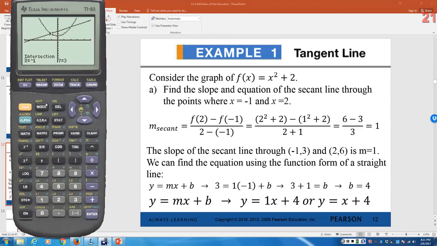And then if we want the other value, what we're going to need to do first is trace closer to it. So I'm going to get over close to it, and then I'm going to go second, trace, number 5, and hit enter 3 times. And it says the other point is in fact 2, 6. Okay, so that curve does contain those 2 points. You could have also verified it by going to your graph and putting in -1 and 2 and seeing that those points are the same on both functions.